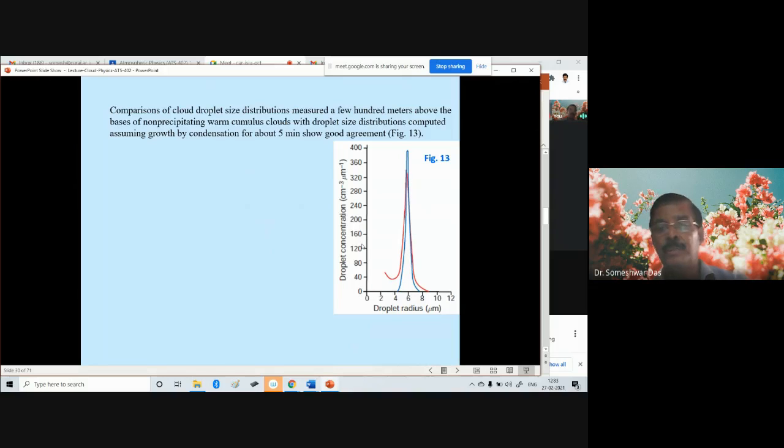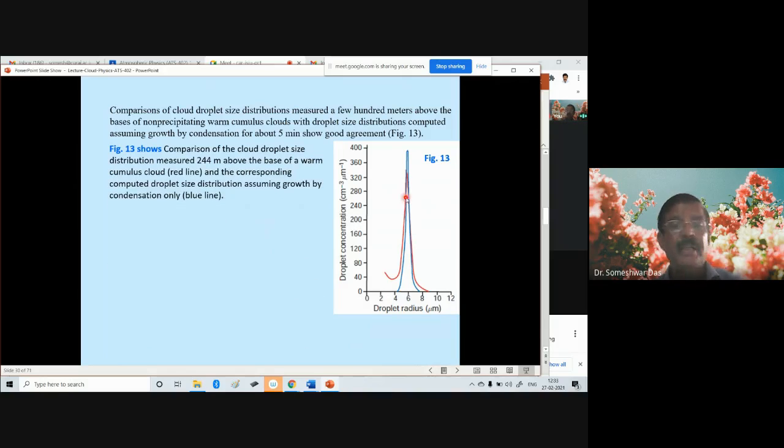The two curves are in good agreement: the measured cloud droplet radius versus concentration, and the theoretically computed one using the model. This figure shows a comparison of the cloud droplet size distribution measured 244 meters above the base of a warm cumulus cloud, and the corresponding computed droplet size distribution, assuming growth by condensation only.